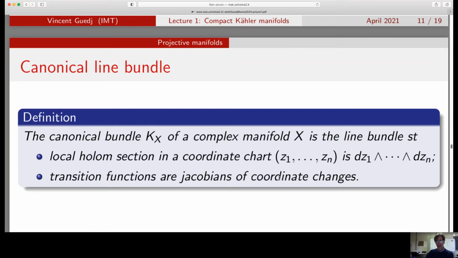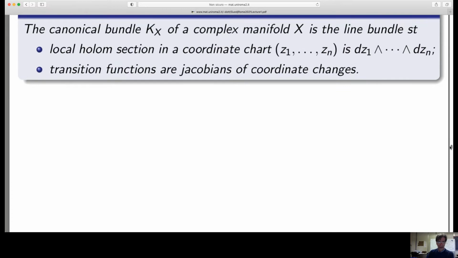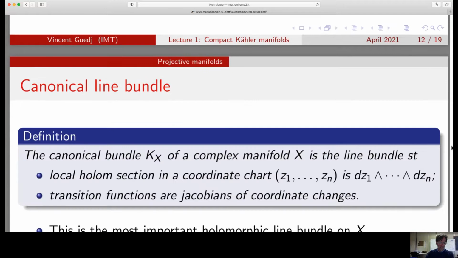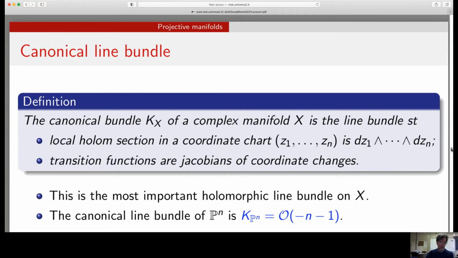So locally, if z1, ..., zn is a holomorphic coordinate, then dz1 wedge dz2 wedge ... wedge dzn defines a local nowhere zero holomorphic n-form. This non-zero section defines a trivialization of the bundle, and the transition function of this trivialization is just the Jacobian of the holomorphic coordinate changes. And this canonical line bundle is the most important one.